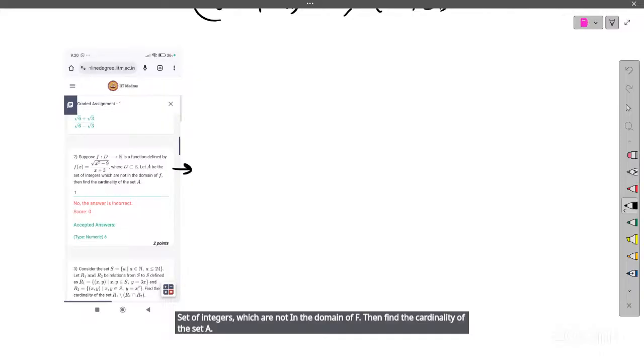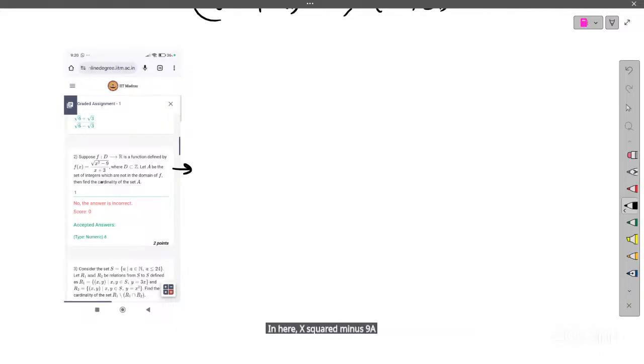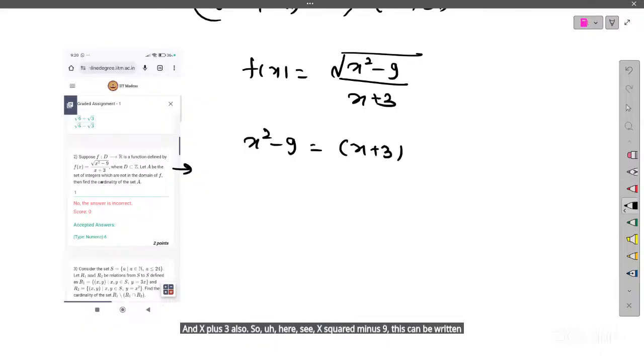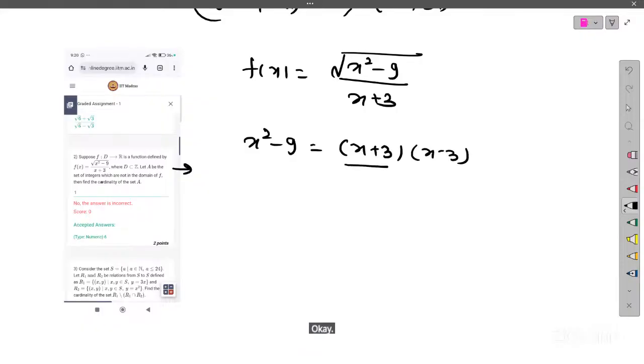Here, x square minus 9 should be greater than or equal to 0, because it is under the square root. And x plus 3 also. So x square minus 9 can be written as (x plus 3) into (x minus 3). Right? So this factor we have to check.